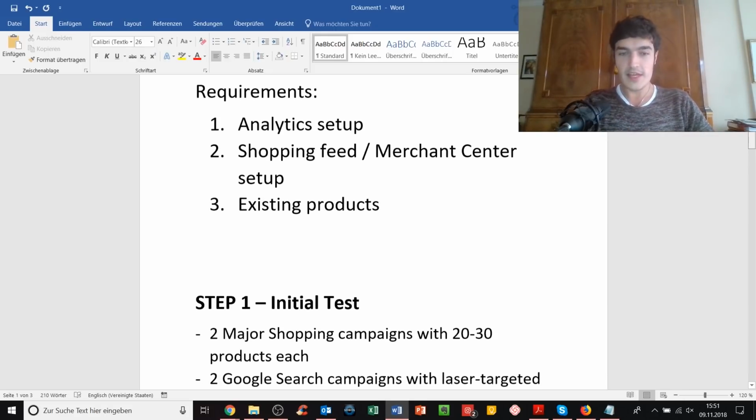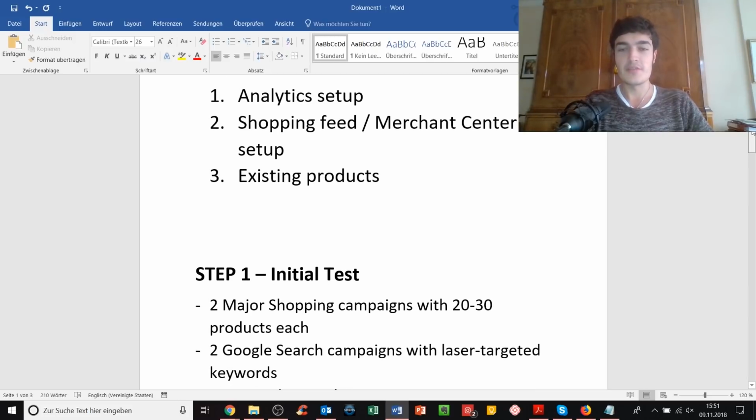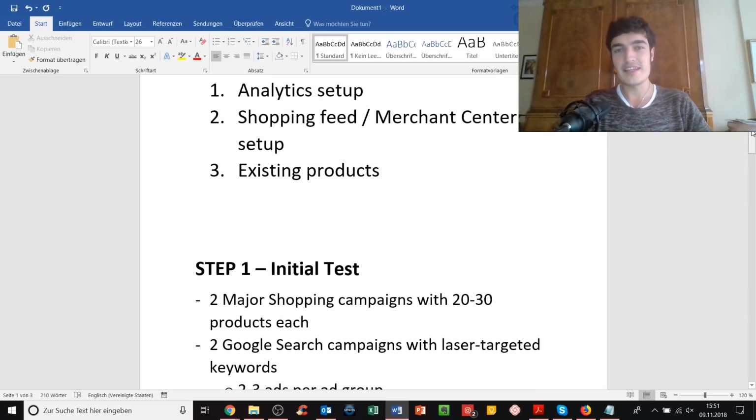Then I also, or before that, I created 2 Google search campaigns with laser targeted keywords. So I was looking at exactly the products. I took 2 products that were already doing somewhat well in their store. Actually, one of them was doing well. The other one I thought could do well on Google search. So I took the 2 of them into 2 separate campaigns, and I started with laser targeted keywords.